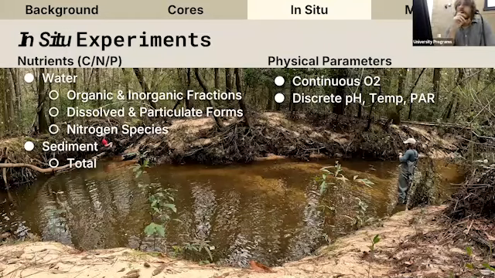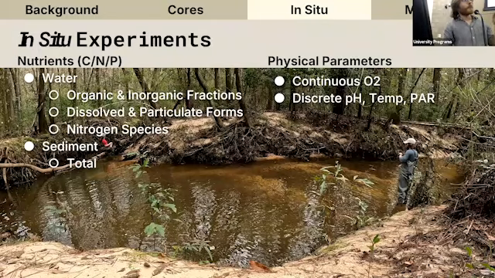Anyway, so for the in situ experiments, I'm looking at carbon, nitrogen, and phosphorus as the major nutrients. We're looking both upstream and downstream. We're taking water, sediment, and groundwater portions. For the water portion, we're looking at the inorganic as well as the organic forms of all these nutrients, the dissolved and the particulate forms of all these nutrients, and then specifically the nitrogen species. So nitrate, nitrite, and ammonium.